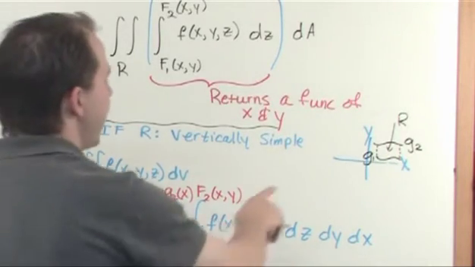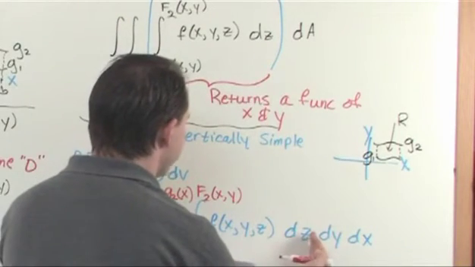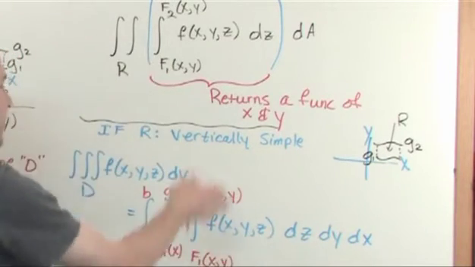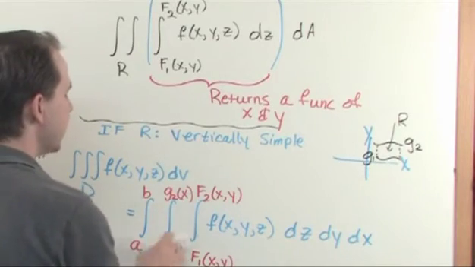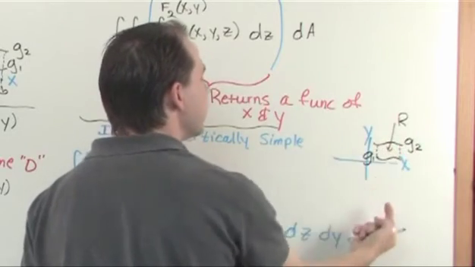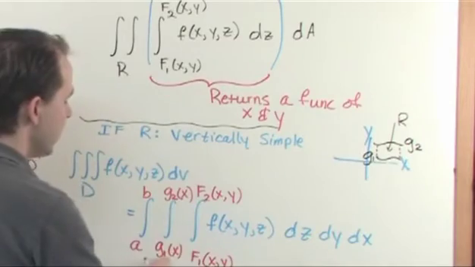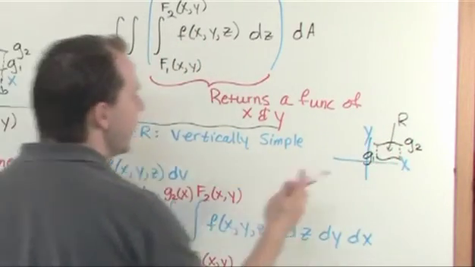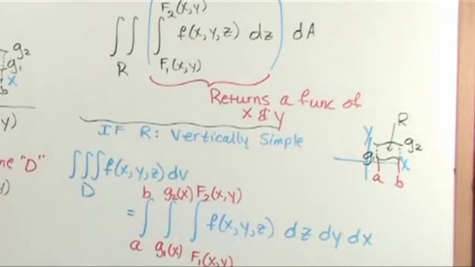So if you travel back to this little scribble drawing that I have here, once you integrate along z from f1 up to f2, which are the surfaces at the top and the bottom of the cylinder, you get that, okay? Then to finish integrating, you've got to go along y and along x. If you're going to integrate along y, whatever this function is, you integrate from the lower function of x to the upper function of x, and then to finish sweeping the area, you go from a to b. So this would be a and this would be b. That is for a vertically simple region.